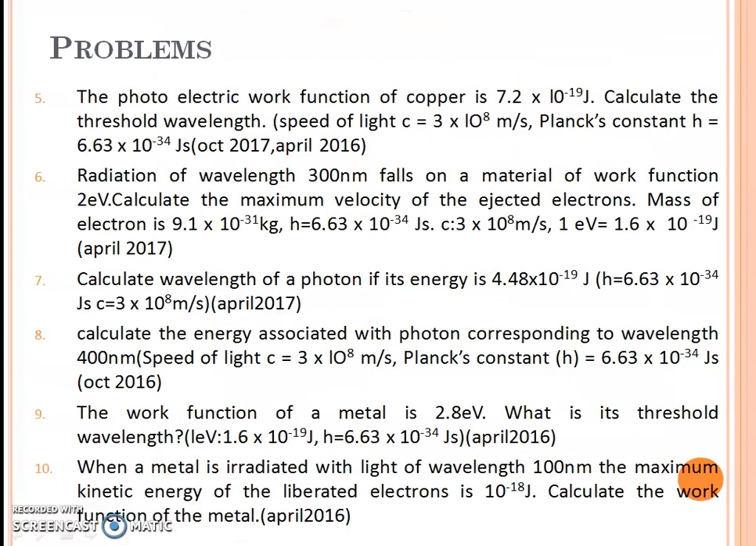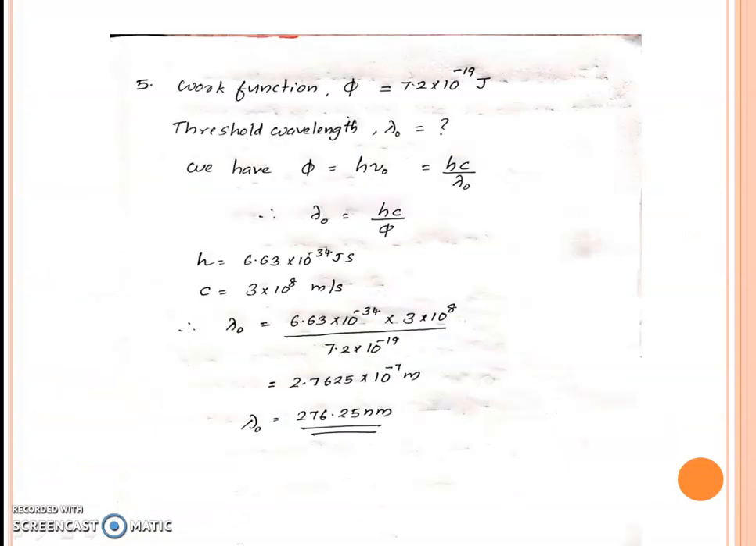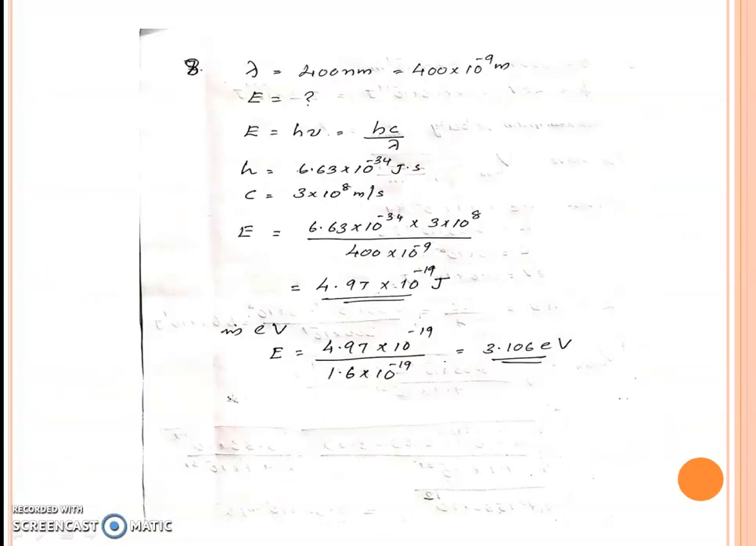Calculate the energy associated with photon corresponding to wavelength 400 nanometer. All are simple questions. Here again, wavelength is given, required to calculate energy associated with the photon. So, it looks like the previous problem. Here, lambda is given, we have to calculate E. Again, same equation, E equal to hc by lambda. And lambda is 400 nanometer. Nano means 10 raised to minus 9. That is 400 into 10 raised to minus 9 meter.